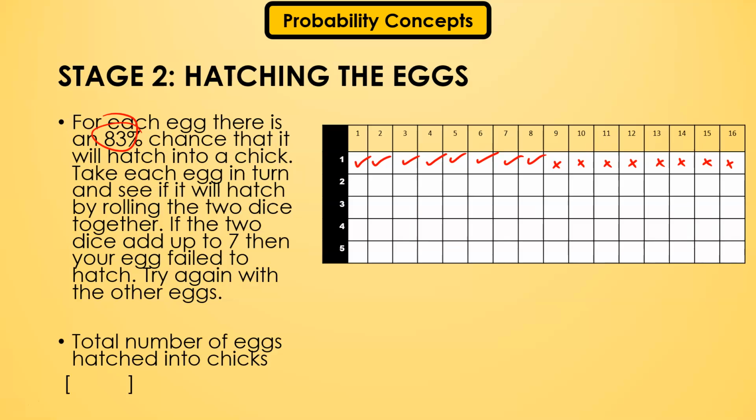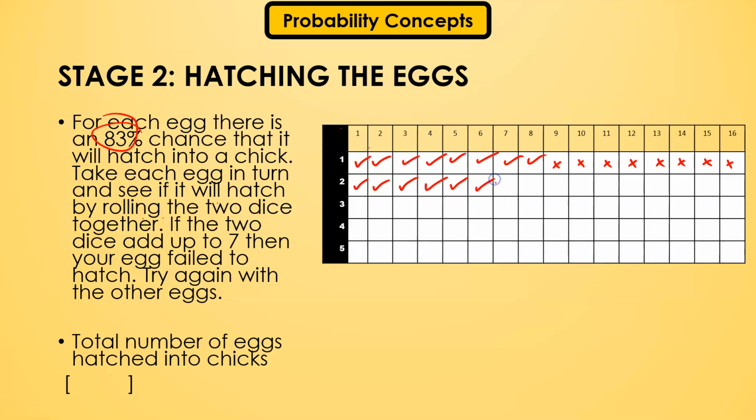So looking first of all, egg number 1. Okay, so we've got 6 and a 6, so that's a 12, so that egg survived. Got a 6 and a 5, so that egg survived. We've got a 5 and a 1, so that egg survived. We got a 6 and a 3, that egg survived. We got a 3 and a 3, so that adds to 6, so that egg survives.